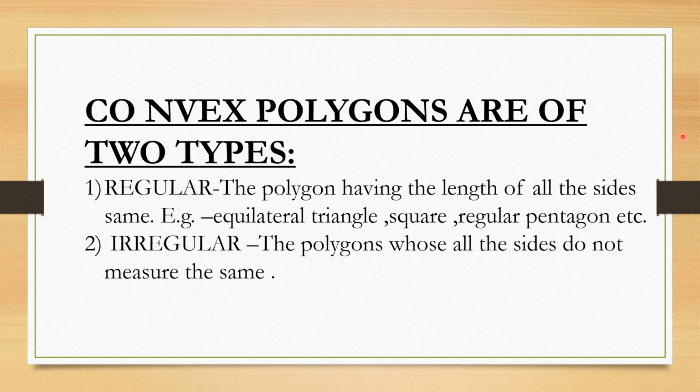Convex polygons are of two types, regular and irregular. The regular ones have the length of all the sides the same. So, for example, in triangles you can take equilateral triangle, in quadrilateral you can take square, regular pentagon, regular hexagon, etc. Whereas irregular polygons are those whose sides do not all measure the same.